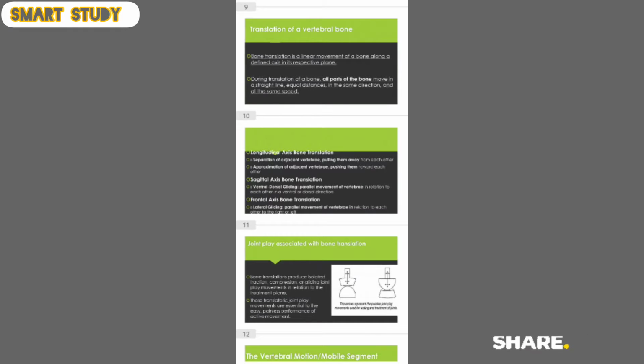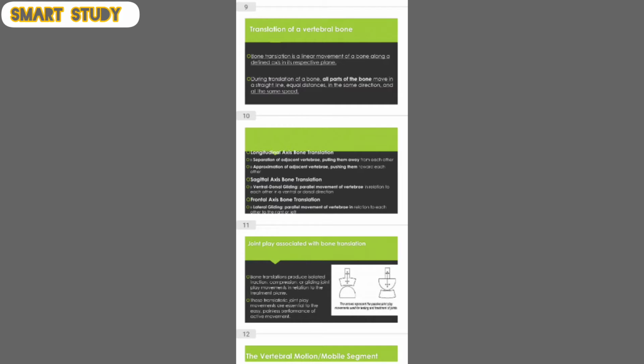Up next we have the topic of the translation of the vertebral bone. In the previous video we talked about what roll gliding of the joint movement or bone rotation is. Next we talked about rolling and gliding separately, what is rolling and what is gliding. Next we talked about the direction of glide, concave or convex gliding. Next we talked about the abnormal roll gliding.